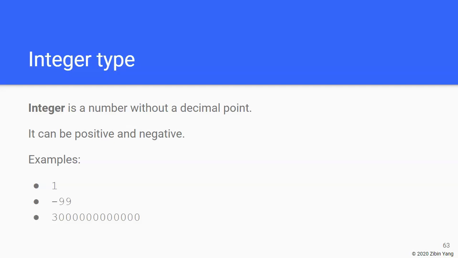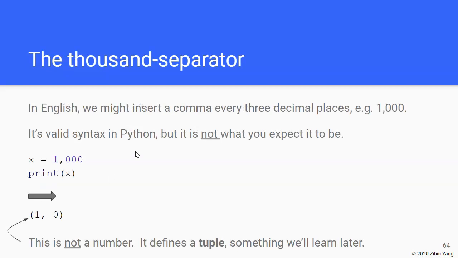An integer, as we already talked about, is a number without a decimal point, and it can be positive or negative. We've seen examples of them, such as 1. A negative number would be a number with a hyphen in front of it, and they can be very big. Now, one interesting thing is that in English, if numbers have more than 3 digits, we might insert commas every 3 places, such as 1,000. We insert a comma here, before the 3 zeros, I guess.